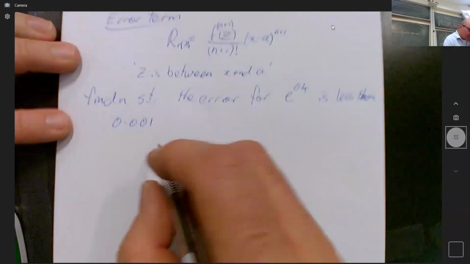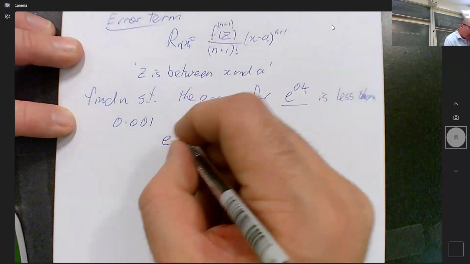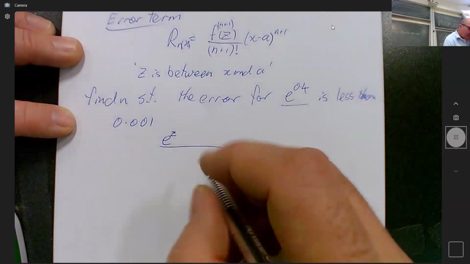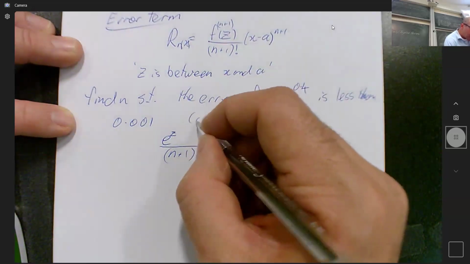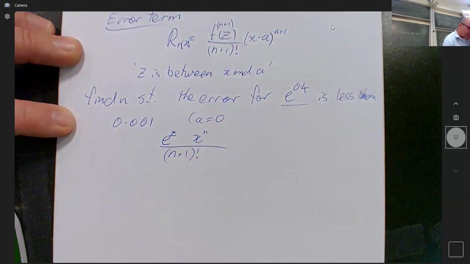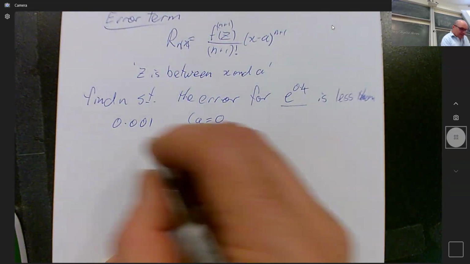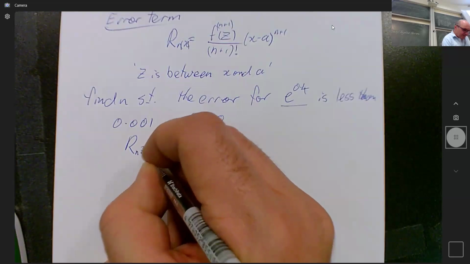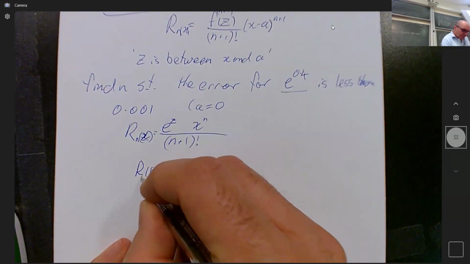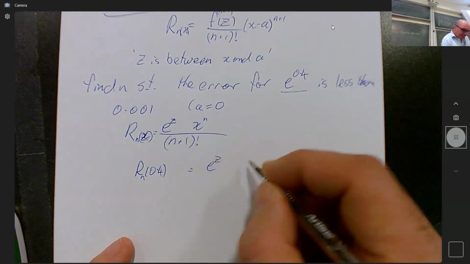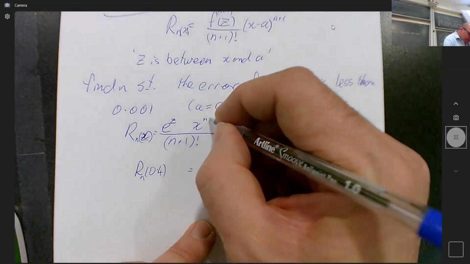Yep. So you're just going to take this thing here. Because I'm talking about e to the x, my nth derivative is just going to be e to the z. This is over n plus 1 factorial. I'm just going to set a equal to 0 to make my life easier. That would be my remainder as a function of x. So my remainder at 0.4 would be e to the z, times 0.4 to the power n. That should say plus 1, shouldn't it?